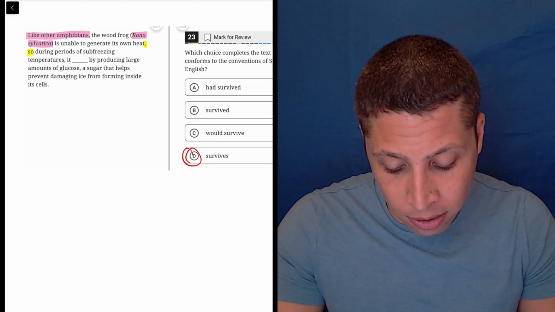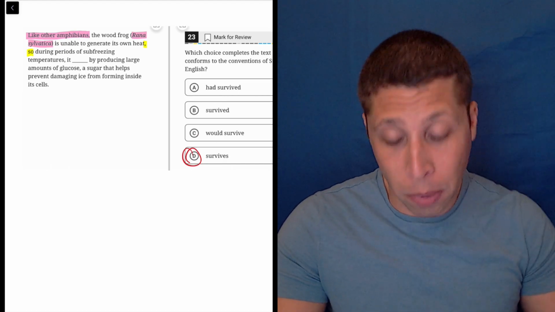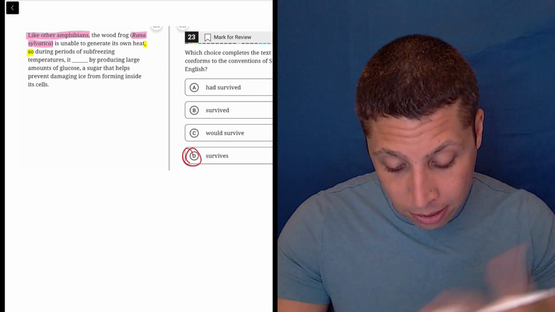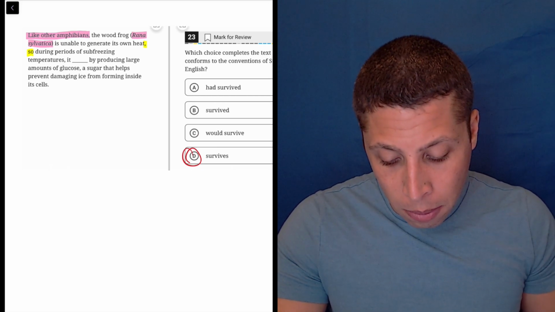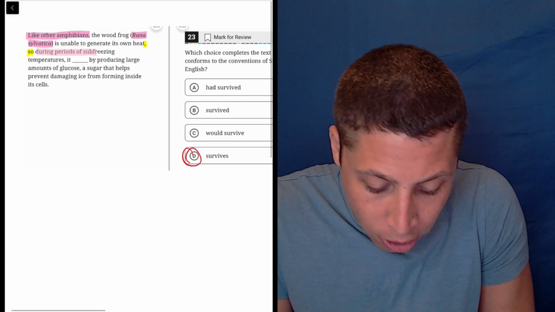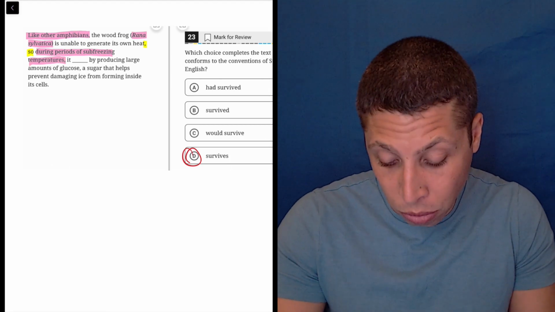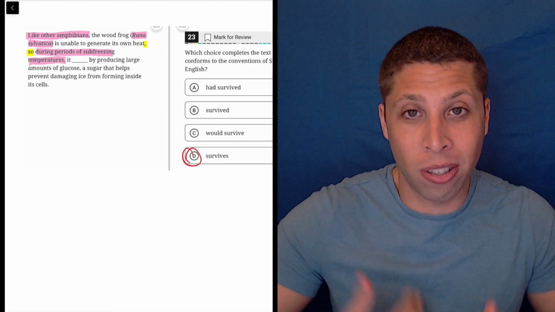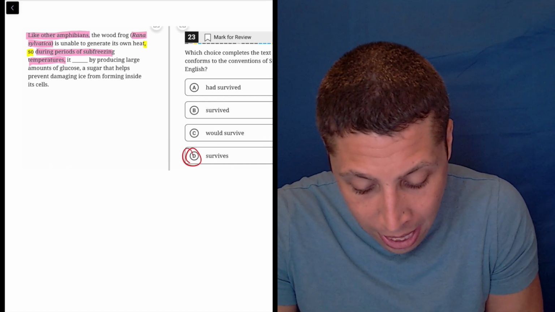So the first sentence is just, the wood frog is unable to generate its own heat. Done. We could put a period there. The so is letting us kind of create a new sentence. And so you almost want to reset there. So when I see during periods of sub-freezing temperatures, that's another extra clause. It's almost like an intro. It behaves the same way as the literal first three words, like other amphibians. It's just leading us into our main sentence. So the real sentence really starts with the word it.